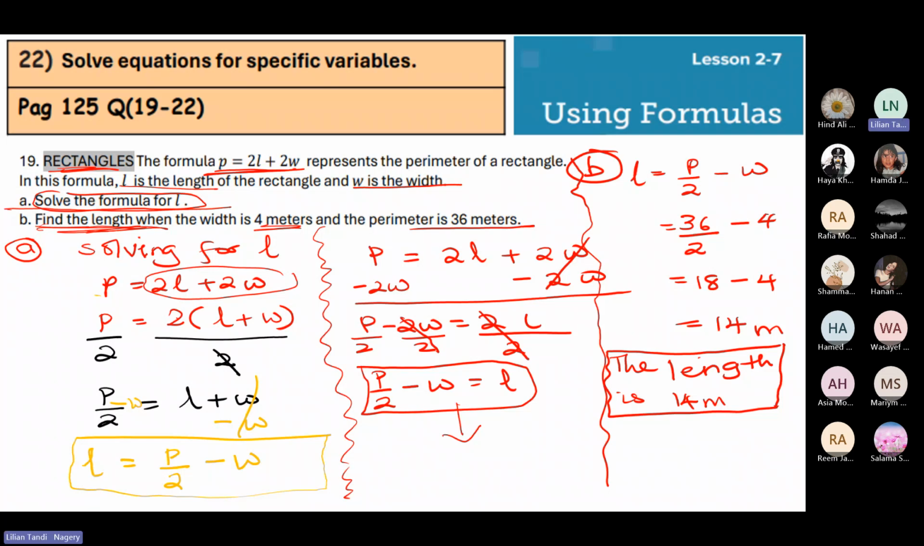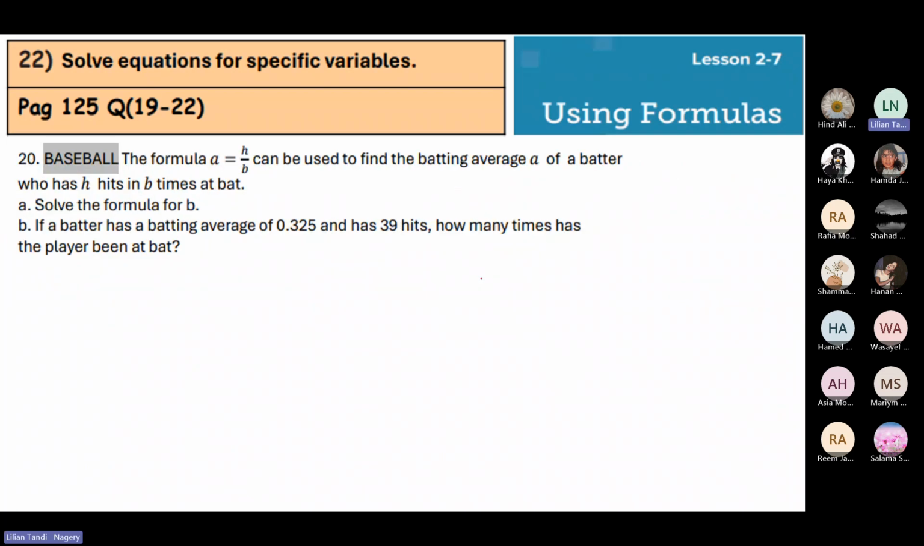Yes, Miss. Okay. Now here, the question tells me to use the formula to solve for B. So I know I need two answers. So I'm going to write here A, and here B. So the formula says A equals H divided by B. I want B, so because this is a fraction, I need to make this a fraction. Then I will do the butterfly method.